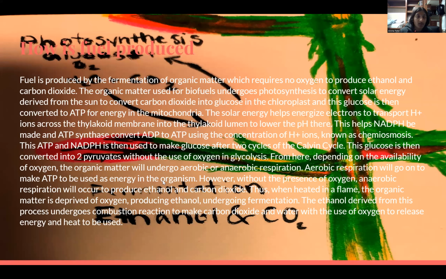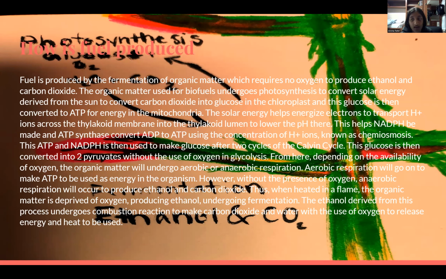Fuel is produced by the fermentation of organic matter, which requires no oxygen to produce ethanol and carbon dioxide. The organic matter used for biofuels undergoes photosynthesis to convert solar energy derived from the sun in order to energize electrons in photosynthesis. The sun converts carbon dioxide into glucose in the chloroplast, and the glucose is then converted to ATP for energy in the mitochondria.